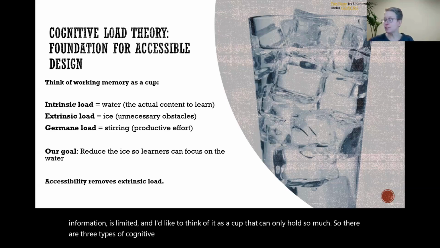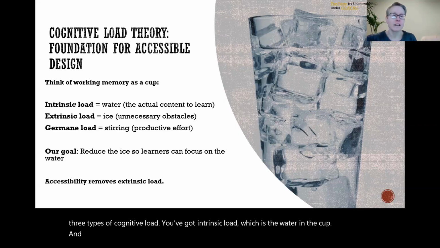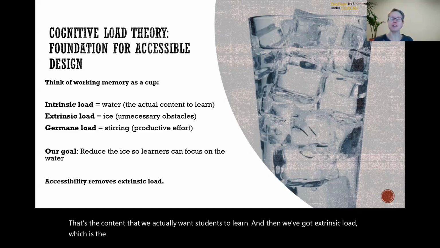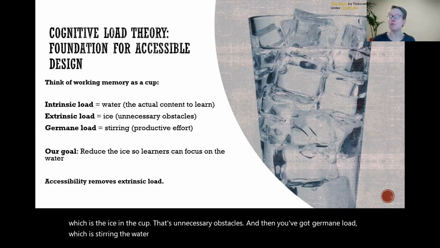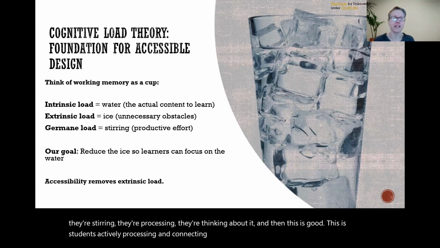You've got intrinsic load, which is the water in the cup. And that's the content that we actually want students to learn. And then we've got extrinsic load, which is the ice in the cup. That's unnecessary obstacles. And then you've got germane load, which is stirring the water. That's the productive mental effort that students put into learning. So they're stirring, they're processing, they're thinking about it. And this is good. This is students actively processing and connecting ideas and building understanding.